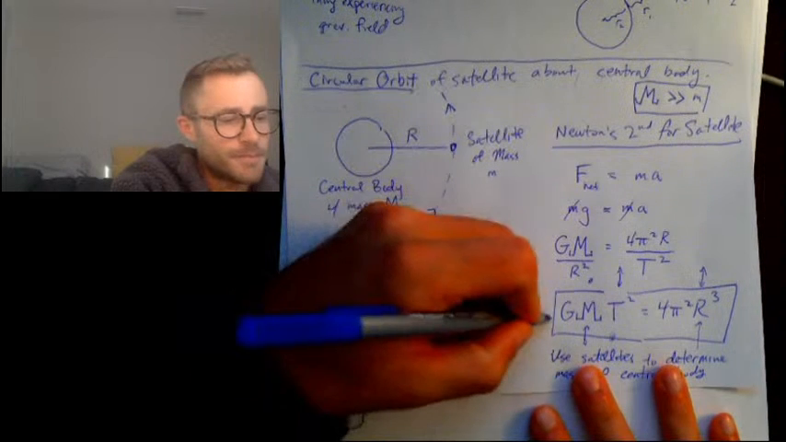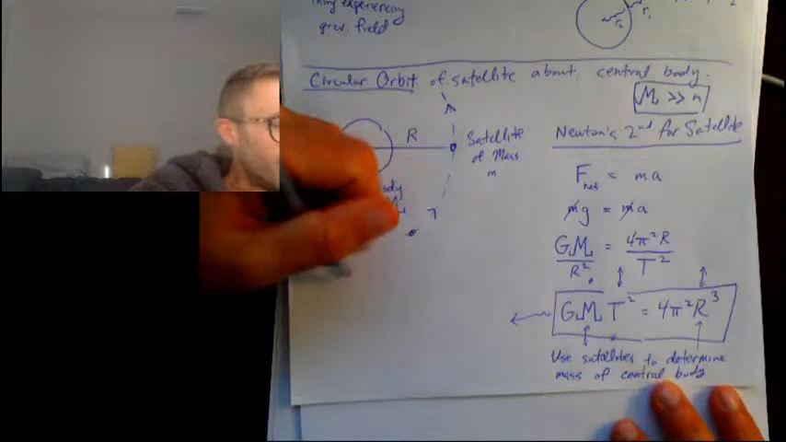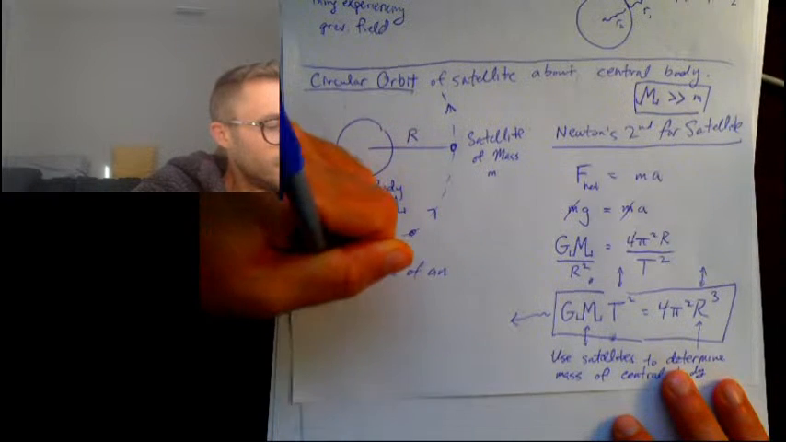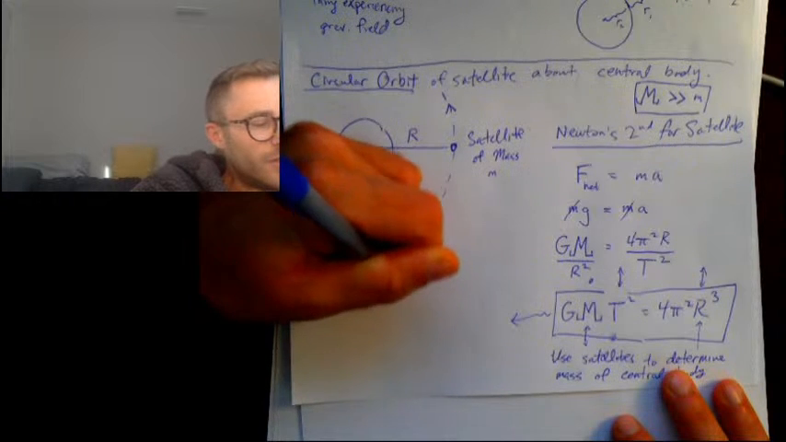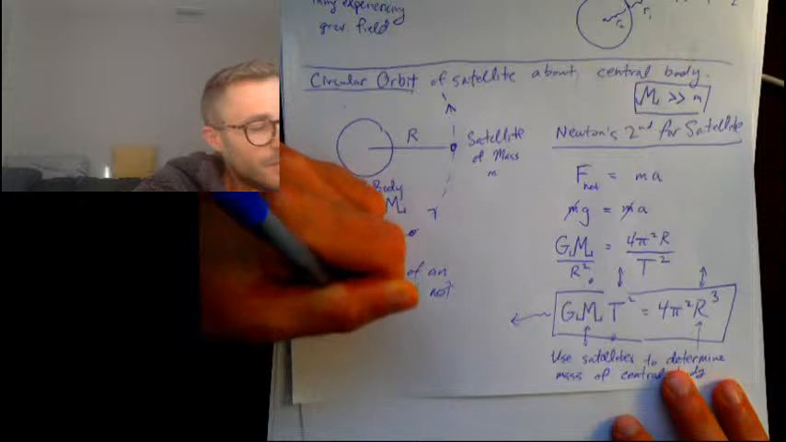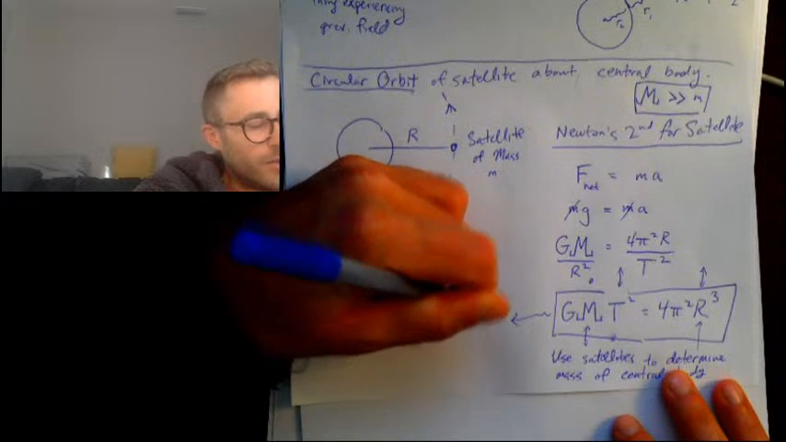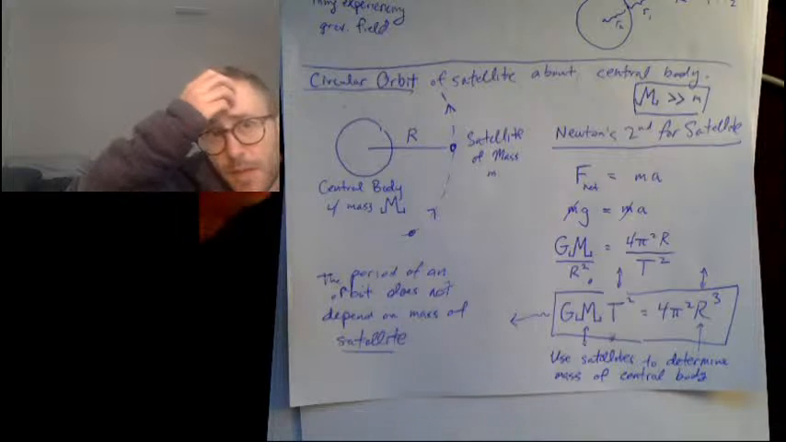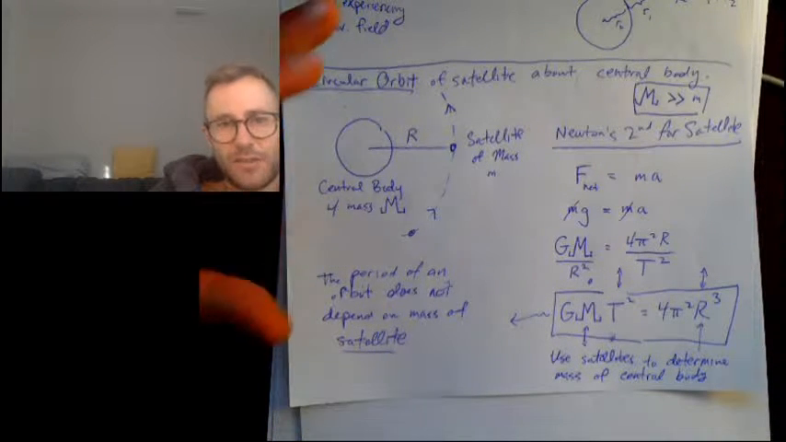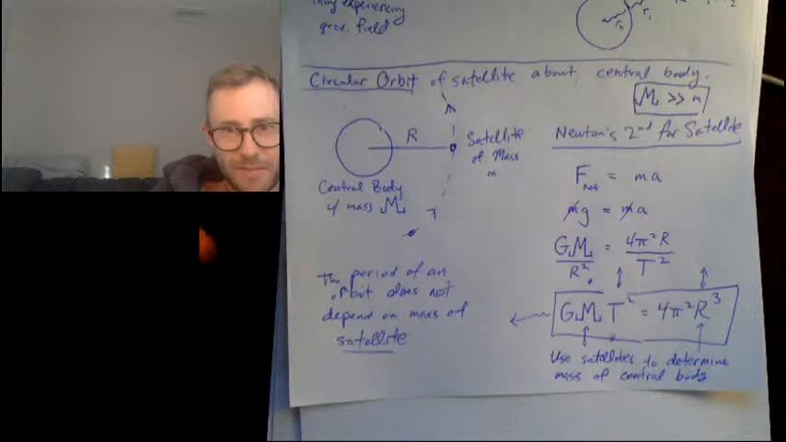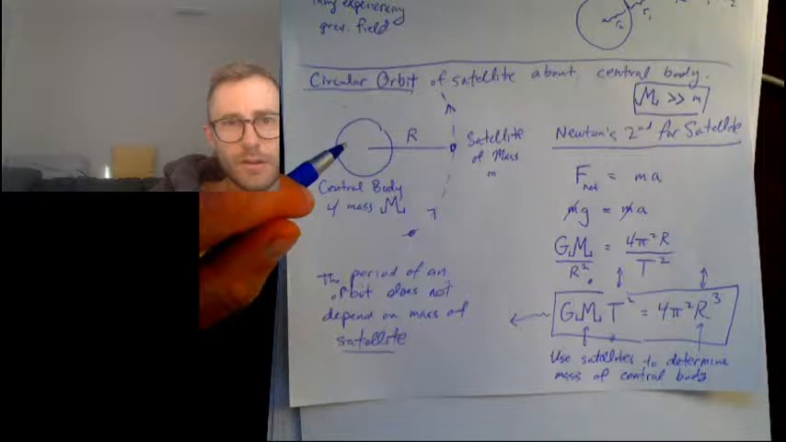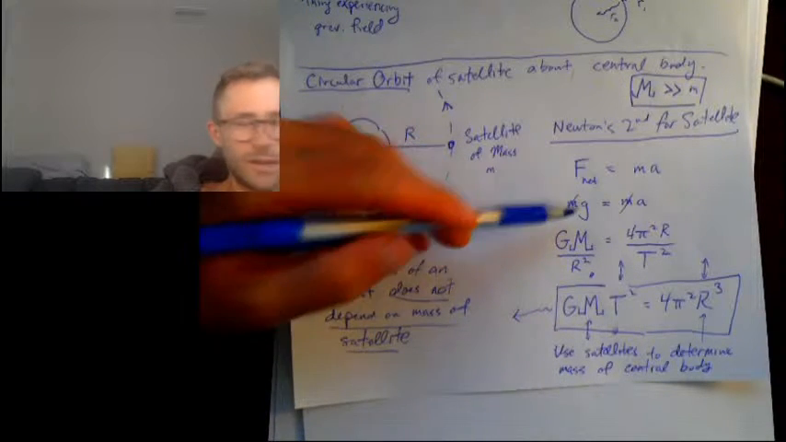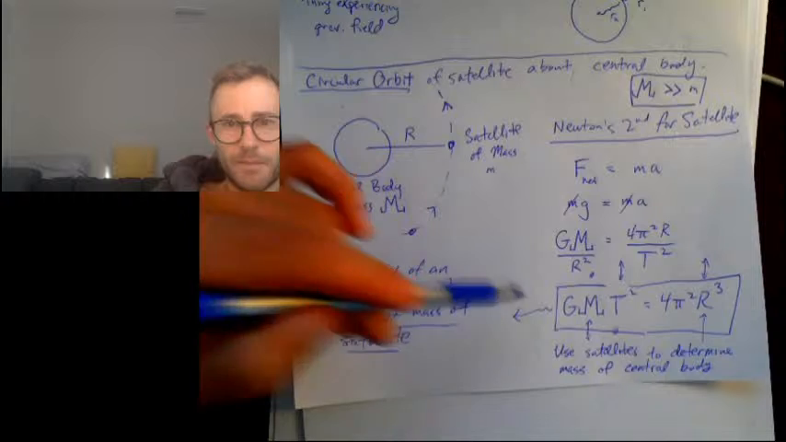So the other thing I want to talk about is the period of an orbit does not depend on the mass of the satellite. Okay? It does not depend on the mass of the satellite. This is really important. So what it means, and this is where little m canceled out. Okay? So notice how little m is nowhere in the equation here.